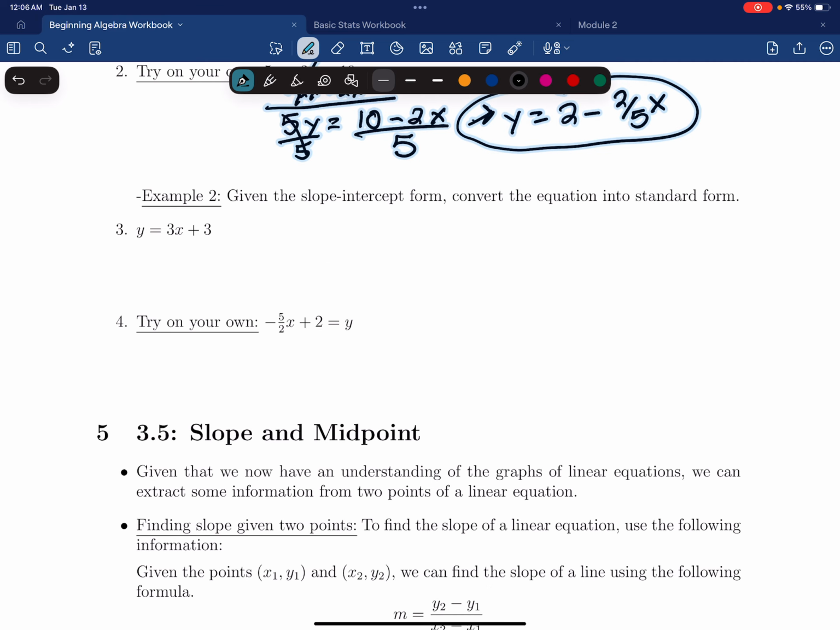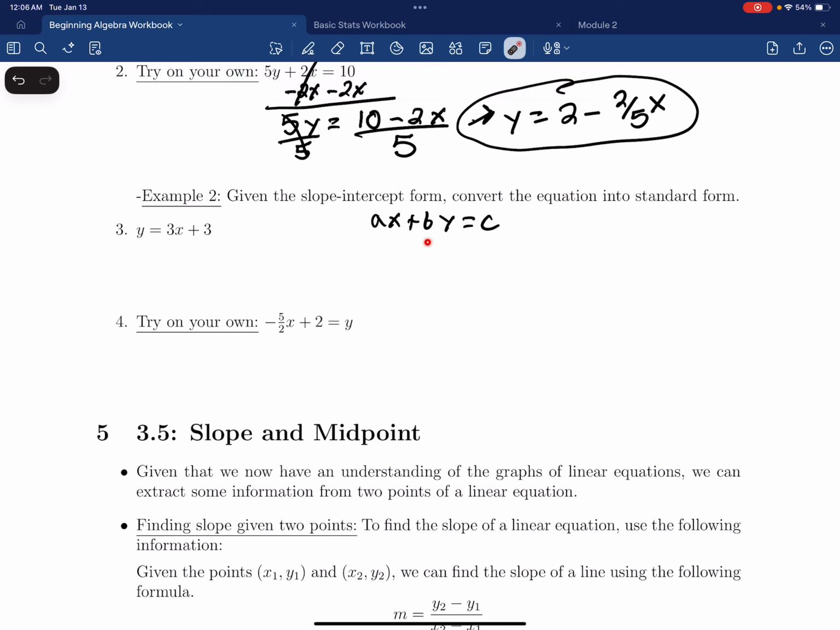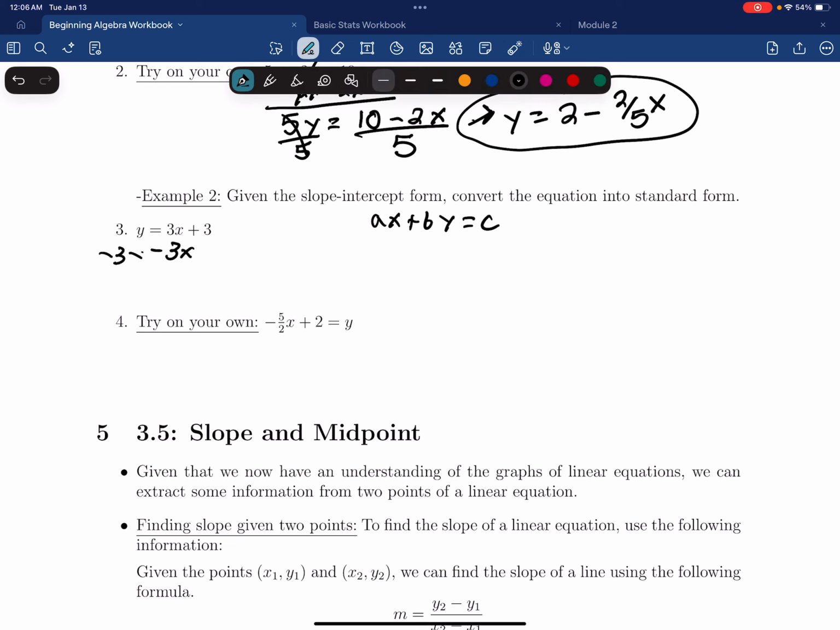Now, going the opposite way, when you're given slope-intercept form, we're going to convert to standard form. So recall standard form is ax plus by equals c. So we're going to get both the x and y variables on one side of the equation. So looking at example 3, we have y equals 3x plus 3. So y is already on this side of the equation, so all I'm going to simply do is subtract 3x on both sides. So you'd be left with y minus 3x, my apologies, equals 3.